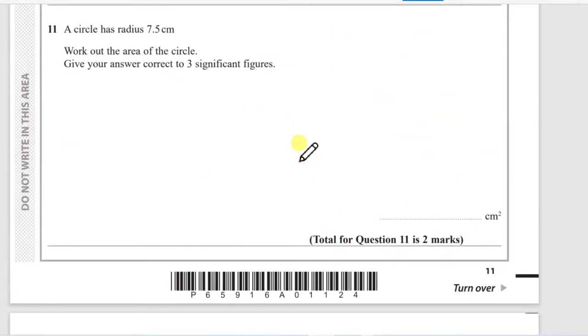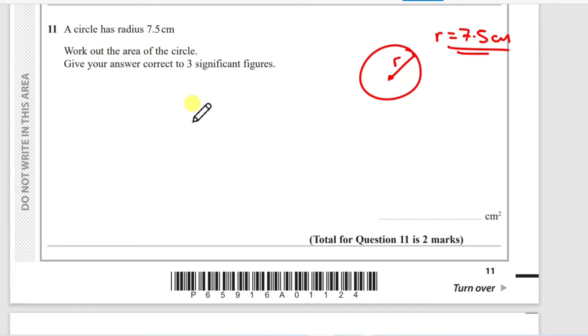Okay, 11. A circle has radius 7.5 centimeters. So here's your circle. Radius is just that length here. Yeah? That's your radius. And that R value is 7.5 centimeters. Work out the area of the circle. Oh, so you just got to know the formula. Area is just literally pi R squared. You have a nice pi button in your calculator. To access it, just press shift and then press where this button, times 10 to the power x, is. Should be there somewhere, yeah?